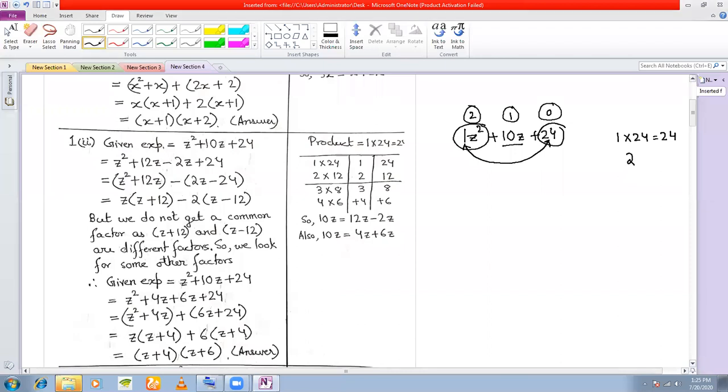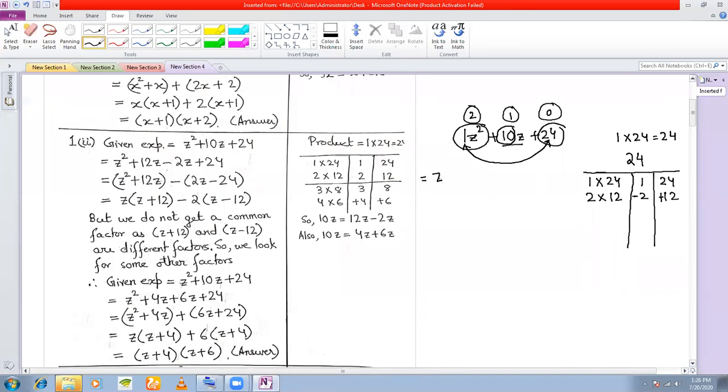Now my job is to find two factors of 24 such that the sum of the factors is plus 10. Let's see the first factors, 1 into 24. Can 1 and 24 give me 10? It cannot give me 10, whatever sign you take. Next is 2 into 12. Will it give me 10? Yes, it can. If I take plus 12 and minus 2, I will get plus 10, isn't it? Plus 12 minus 2 is plus 10.